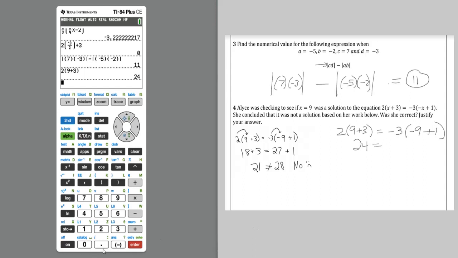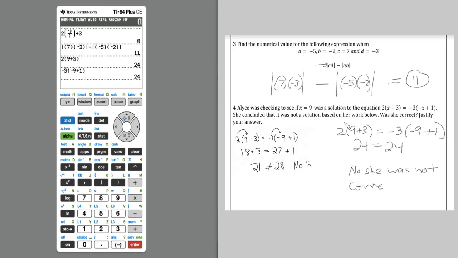And exactly what it says on the right side. Negative 9 plus 1, close parentheses. And I get 24 on the right side. So according to my work, 9 is the answer. So was she correct? I have to go back and answer the question. No, she was not correct. Nine is the solution.